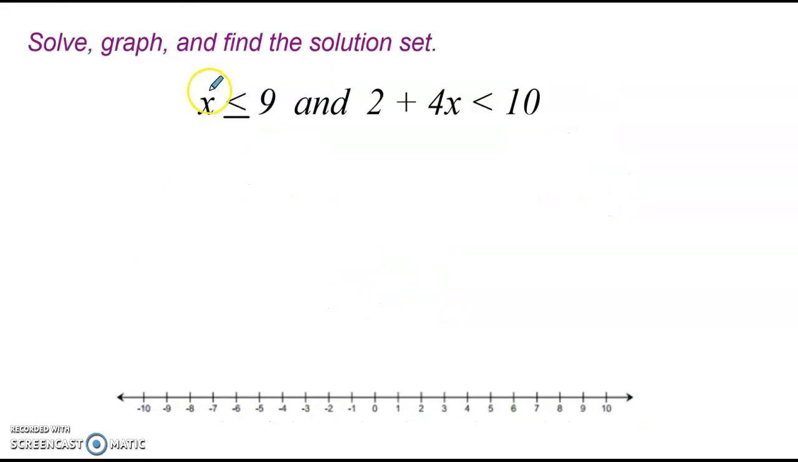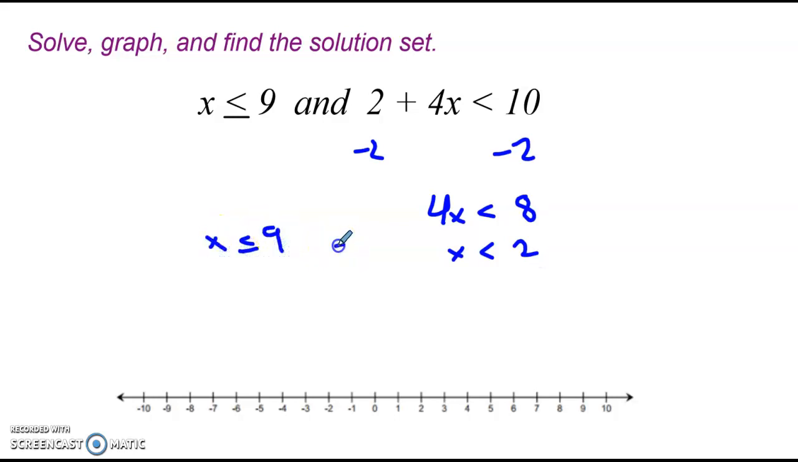Okay, this time, x is less than or equal to 9, and 2 plus 4x is less than 10. Now this is nice because this is already solved for us, so we'll just leave that alone for right now. And first we'll solve this. So I'll subtract 2, and I'm going to get 4x is less than 8, which is just going to give us x is less than 2. So we have x is less than or equal to 9, and, remember, emphasis on the word and, x is less than 2. So which of these is the real solution?